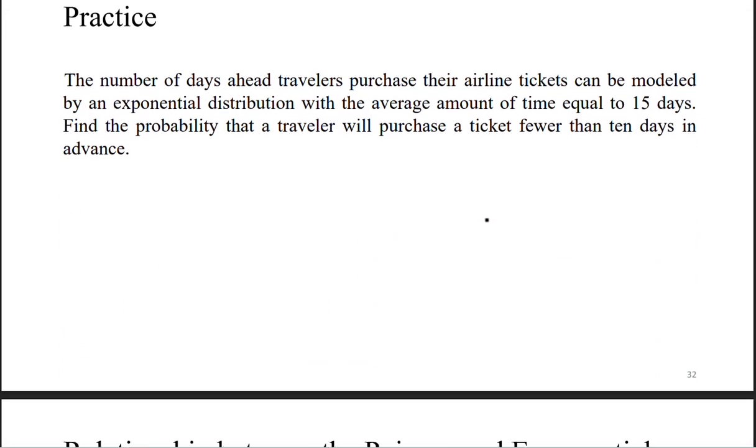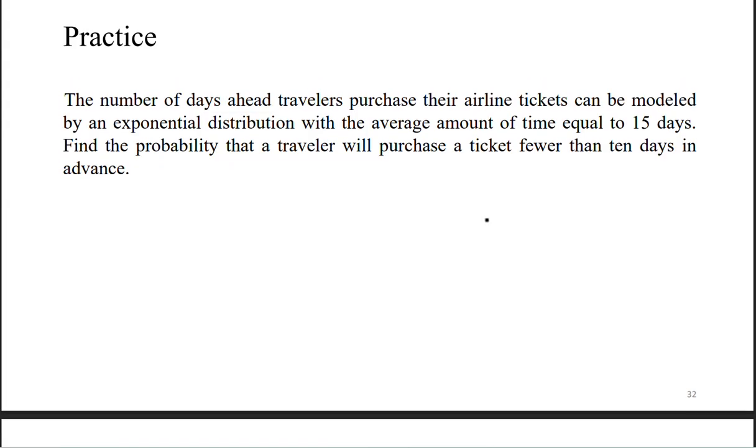Take a look at a practice question here. I want you to spend some time and work on this practice question. When we meet, we will discuss it. The number of days ahead travelers purchase their ticket can be modeled by an exponential distribution. The average amount of time equals 15 days. Find the probability that a traveler will purchase a ticket fewer than 10 days in advance. And so our x is 10, our mean is 15.